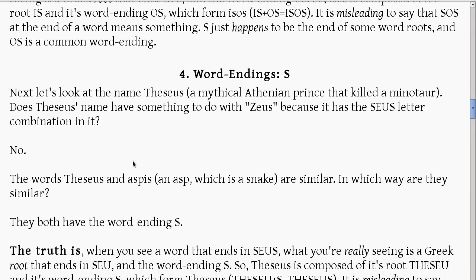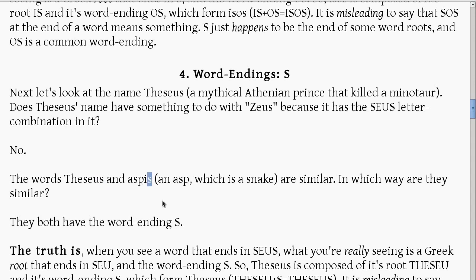Okay. No. The words Theseus and Aspis, or in Greek it'd be pronounced Thesefs and Aspis, an asp, which is a poisonous snake, are similar. So the words Thesefs and Aspis are similar. In which way are they similar? How are they similar? They both have the word ending S.